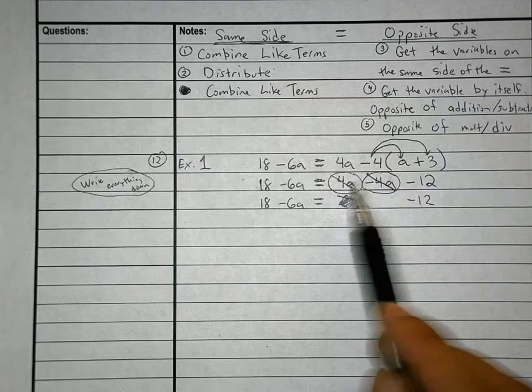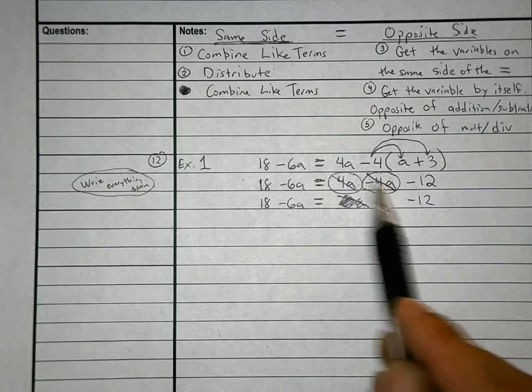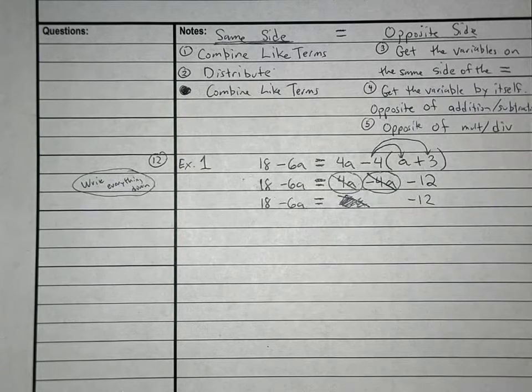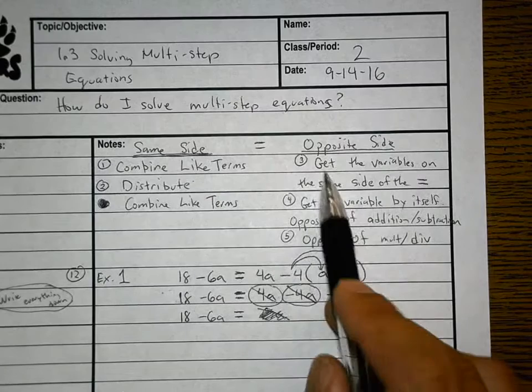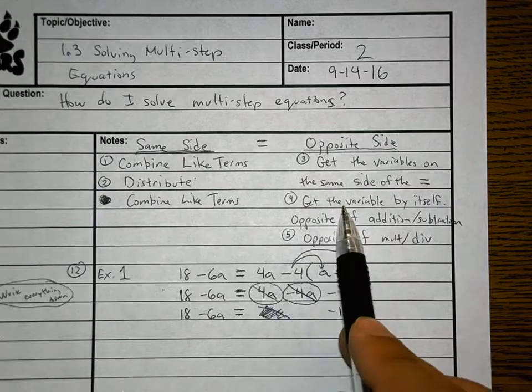Because these ones went away. Otherwise, we would try to move these over if they were on the same side. They're not. I don't need to worry about number 3. I'm going to go to number 4. Get the variable by itself.